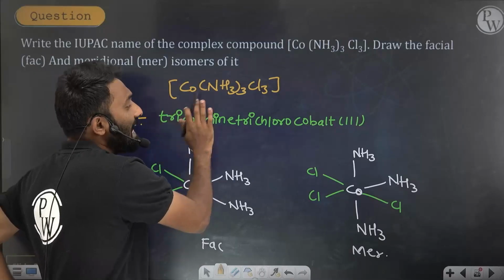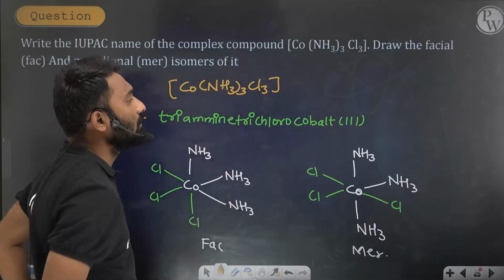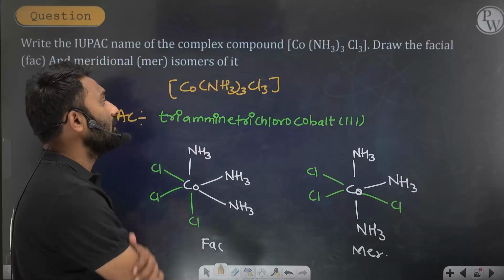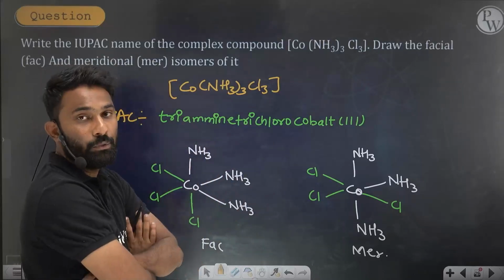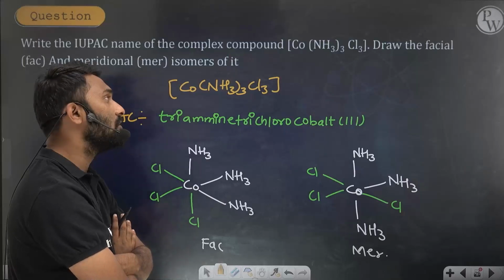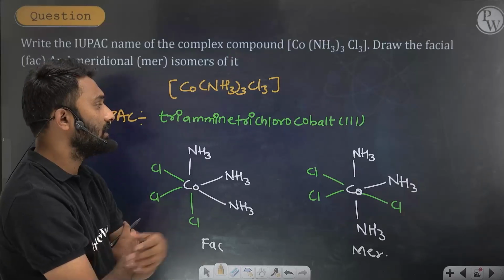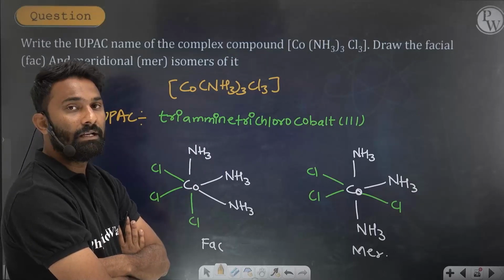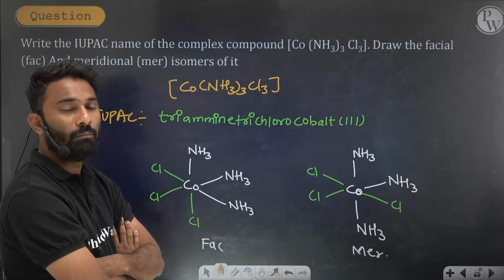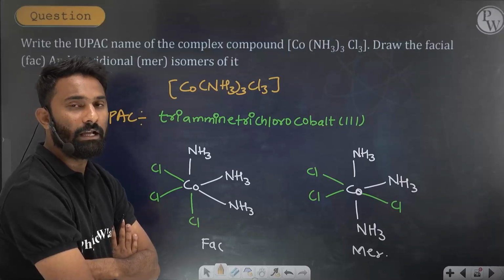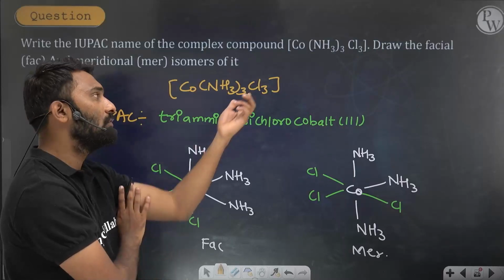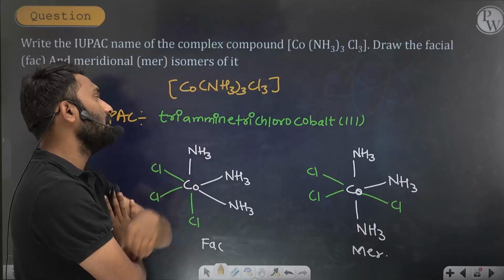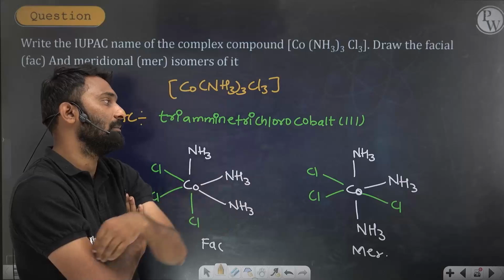Triamine trichloro cobalt(III), because amine is a neutral ligand. Its oxidation number is 0. Chlorido is a negative monodentate ligand, and its charge is -1. Now cobalt has an oxidation number of +3.